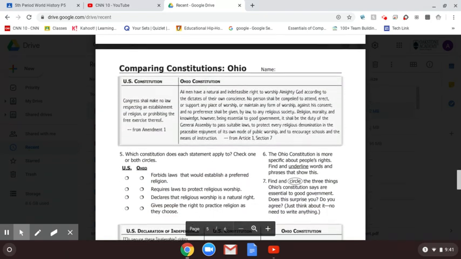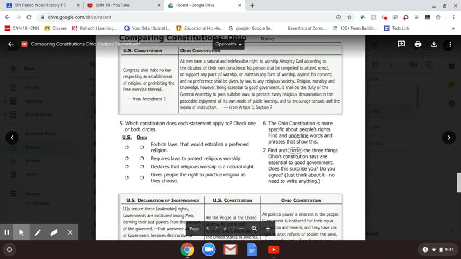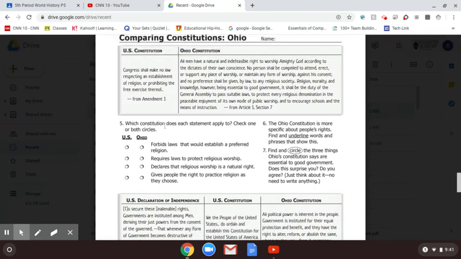All right, next section. Again, comparing the U.S. Constitution and the Ohio Constitution. We got the U.S. over here and Ohio over here. Make sure you're reading through it all. Which Constitution does each statement apply to? So you're just going to highlight one or both of these.